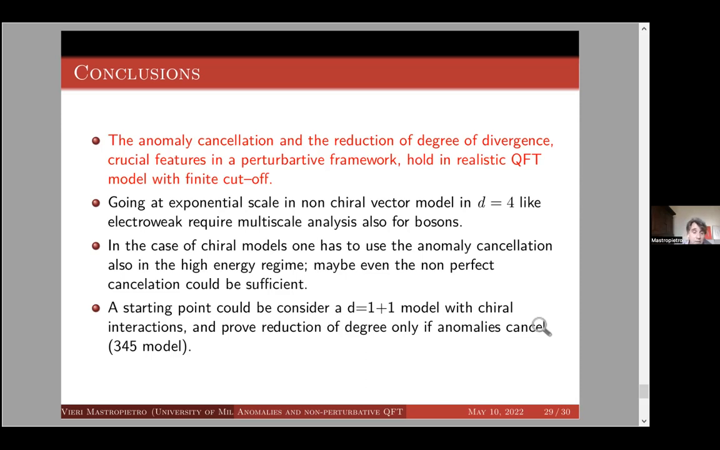A starting point that I would like to consider is something obvious, that if you follow this talk is the first idea you have: why don't you consider a one-dimensional model with chiral interaction. There is this model, called the 3-4-5 model. And then the goal would be to prove this model. In this model, the current would not be conserved unless the anomalies cancel out. This 3-4-5 means the charges: 3 squared plus 4 squared minus 5 squared is 0. So the charges are 3, 4, 5. So maybe this is something that I can do. Okay, I don't know. I stop here and I hope I gave some insight of what I wanted to say.